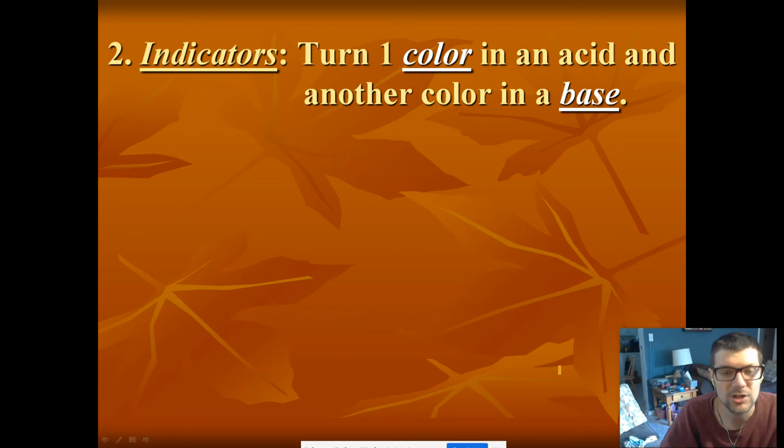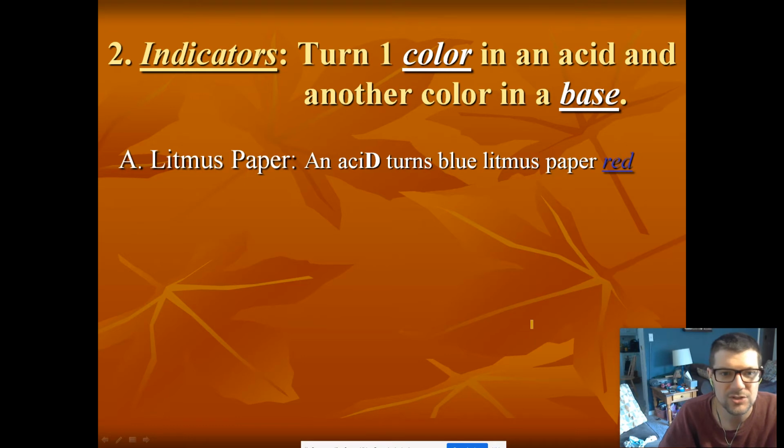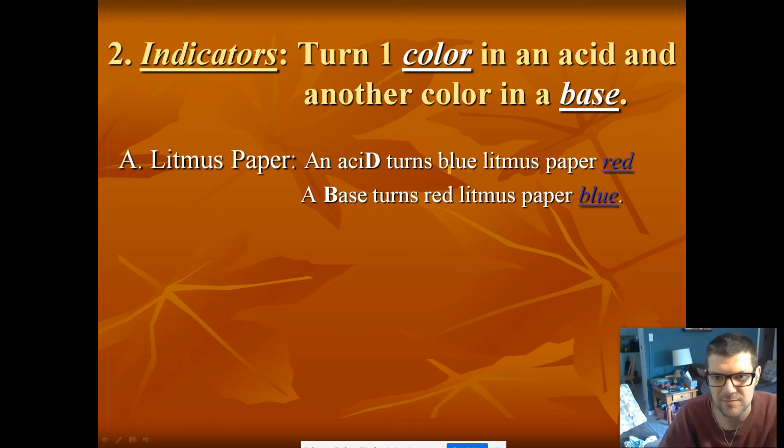So the next thing I want to talk about is how do we know whether we have an acid or a base? This is something called an indicator. An indicator is some chemical that will change color in acids or bases. The first is litmus paper, and there are 2 types. These are little strips of paper that have been treated with a chemical. If you have blue litmus paper, it will turn red in an acid, and if you have red litmus paper, it will turn blue in a base.